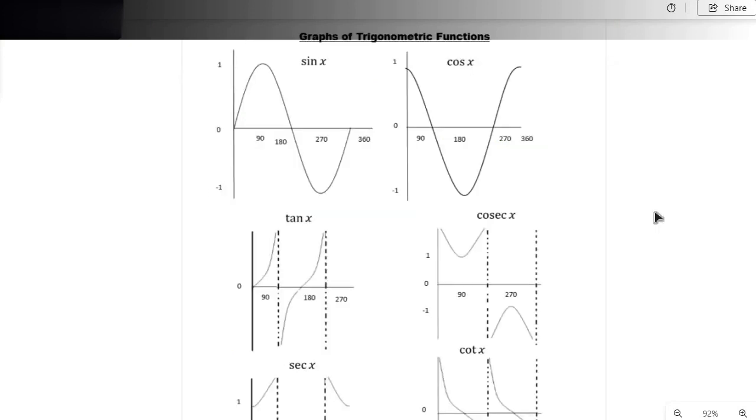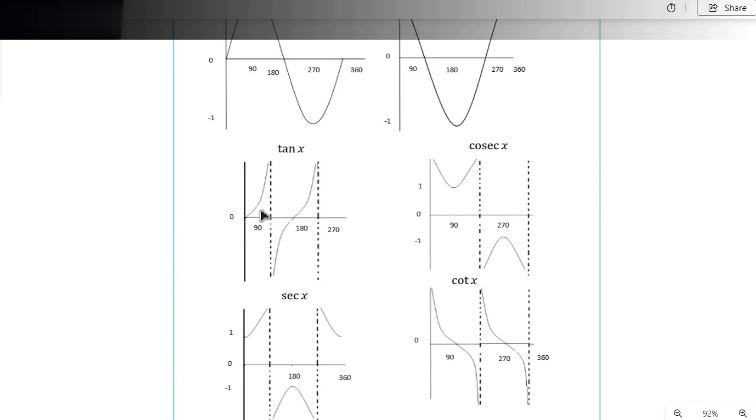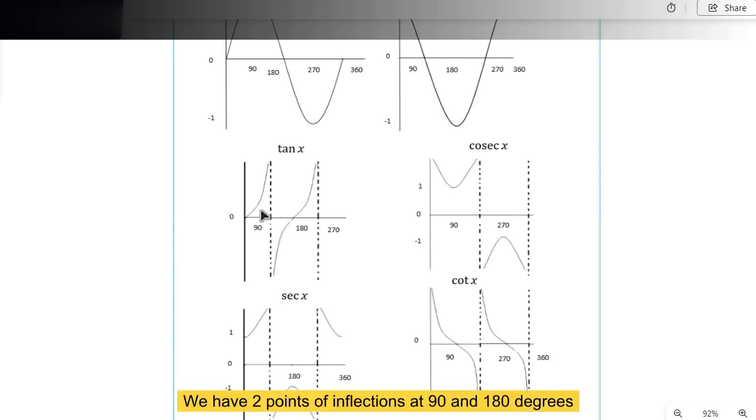And now let's move on to the graphs of the trigonometric functions. For example, in sin x graph, we have a maximum value at 90 degrees for the value of 1, and at 270 degrees we have the minimum value of -1. For cos x, we have the maximum value at 0 and the minimum value at 180 degrees. For the graph of tan x, we don't specifically have any maximum or minimum points, but rather we have a point of inflection at 180 degrees.